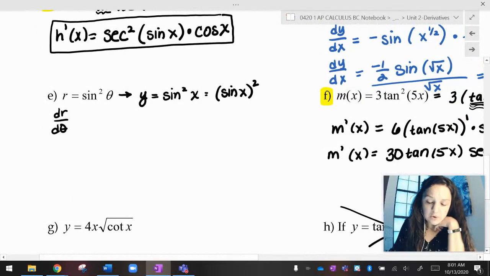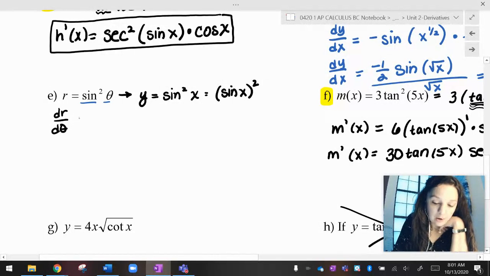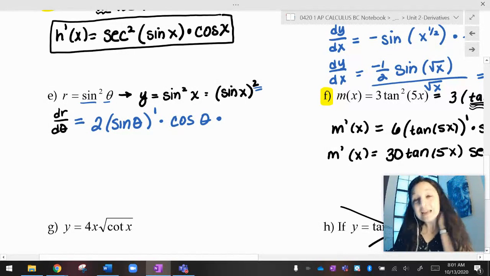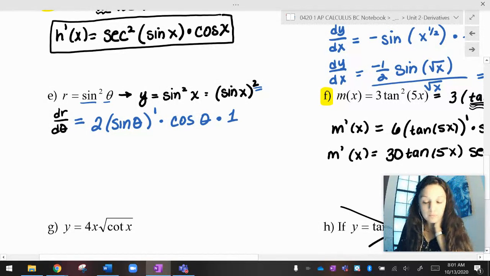If I come down here to E is sine squared x, which is really the sine of x squared, or the way I've written it, sine squared theta. So dr d theta is going to be, let's see, derivative of the outside, bring down the power, reduce it by 1, times the derivative of the inside. The derivative of sine is cosine, keep the theta. And then technically, I'm also multiplying by the derivative of theta, which is 1.